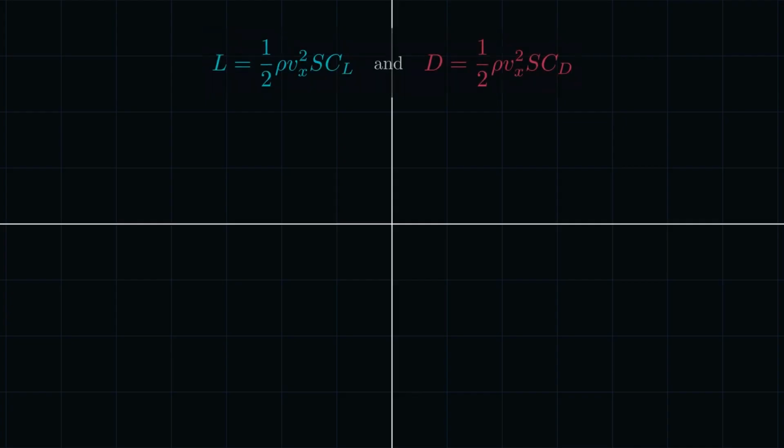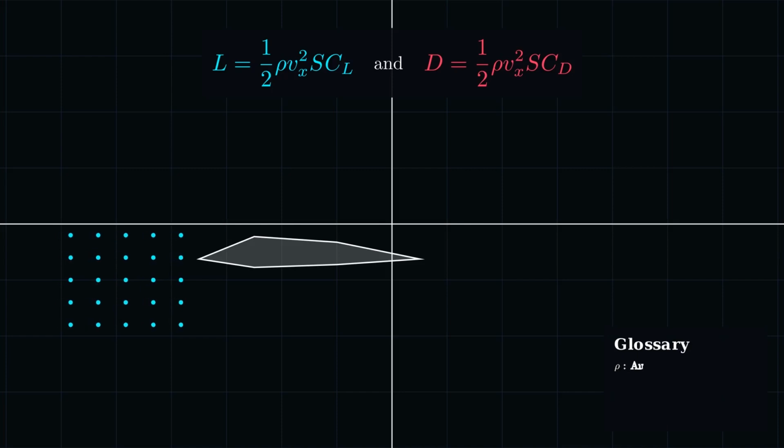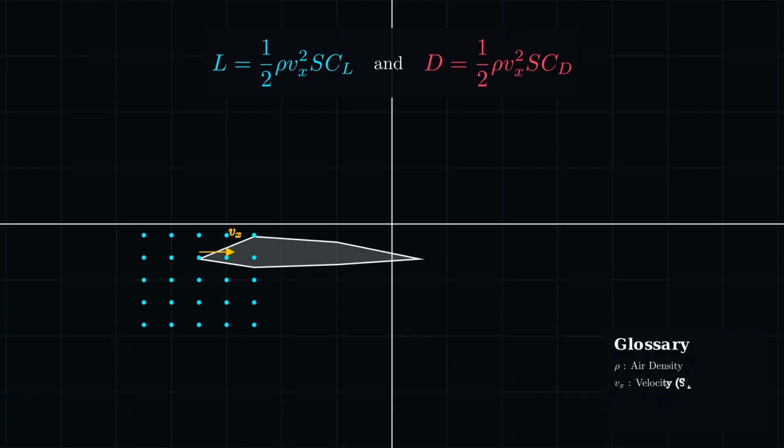So where do lift and drag actually come from? Both are aerodynamic forces created as an object pushes through air particles. We calculate them using two key equations. Lift equals 1/2 times rho times horizontal velocity squared times wing surface area times the coefficient of lift. And drag equals 1/2 times rho times horizontal velocity squared times wing surface area times the coefficient of drag.